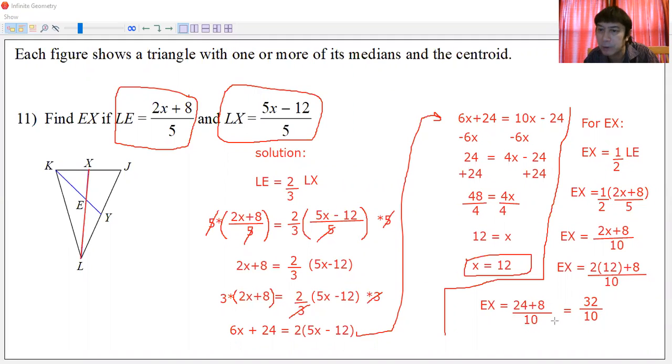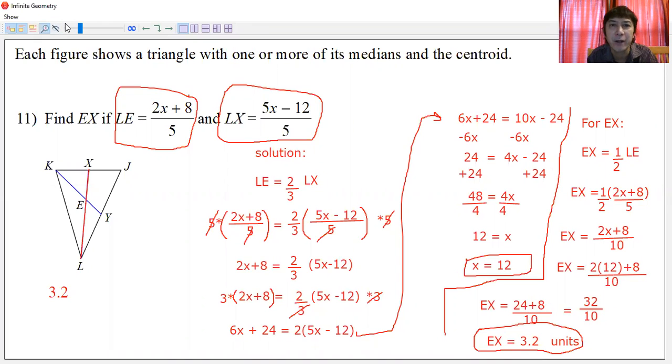32 over 10. So final answer is a very small number equal to 3.2 units there. And so that's it. This is our example. That's 3.2 units. Our computation is a little bit longer because it involves fractions, and you have to be careful with fractions. Let's see the answer. Our answer is 3.2.